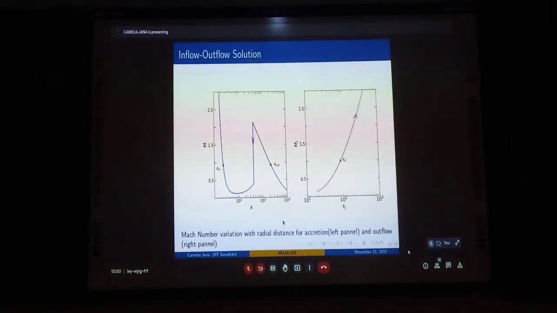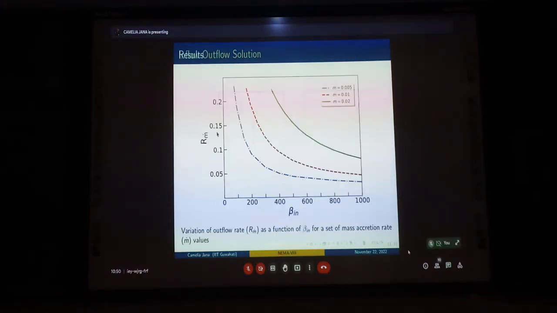So this is the global solution of inflow-outflow. The left one is showing the accretion solution and the right one is showing the outflow solution. So first from the outer edge, the flow will move towards the black hole. First it crosses the outer sonic point, becomes supersonic, then it will make this shock transition, it will become subsonic again, and then it will again start to gain velocity and cross the inner sonic point, become supersonic, and finally fall on the black hole.